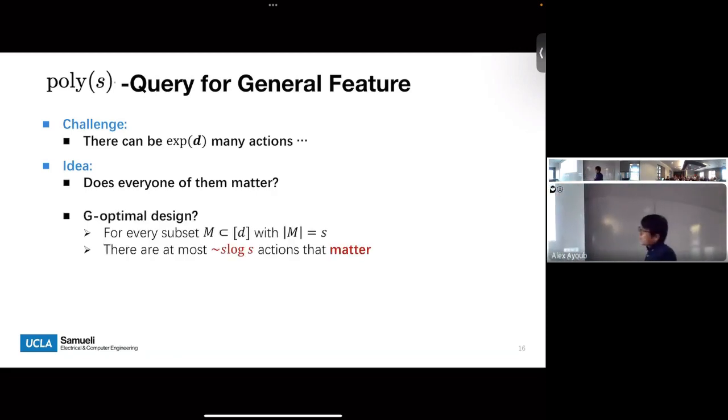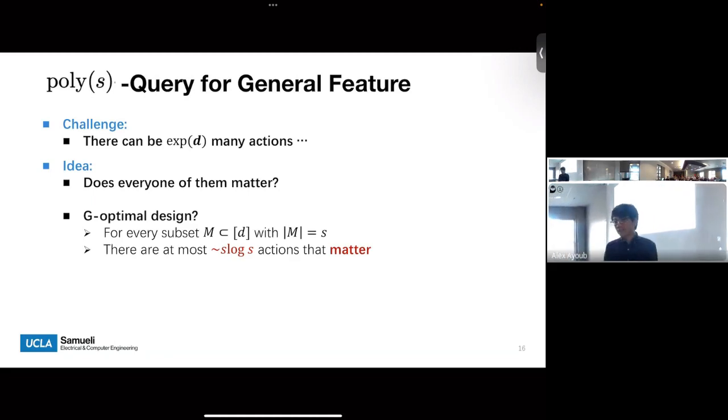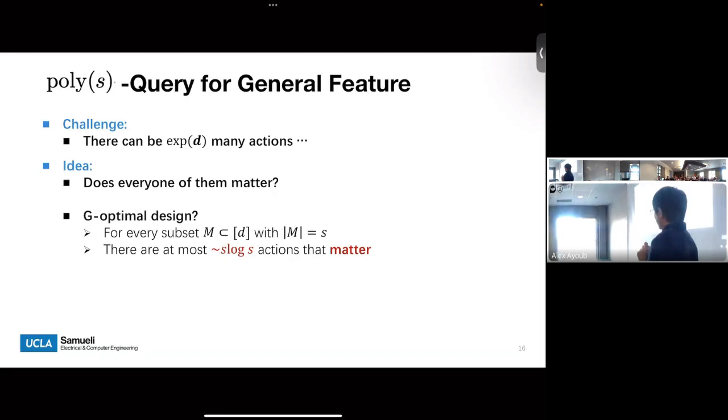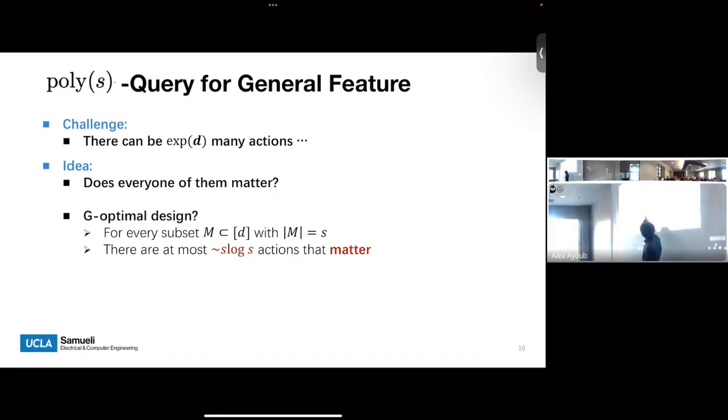So if we look at the g-optimal design, for each index set, how many of them really matter in terms of getting the optimal solution? We know that at most S log S of them matter.